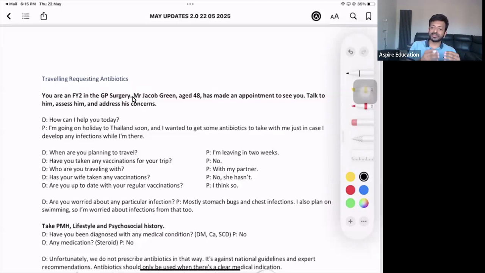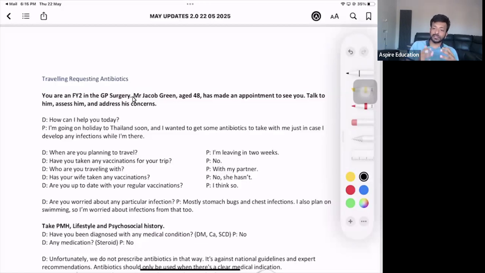The patient might be having some red flag symptoms, which might be the indication of giving antibiotics, for example, in this case, right? So if the patient is demanding antibiotics, you need to ask which country they're traveling to, if they have done the vaccination or not, and who else is traveling. You need to talk a bit about the insurance, if they have got travel insurance or not.